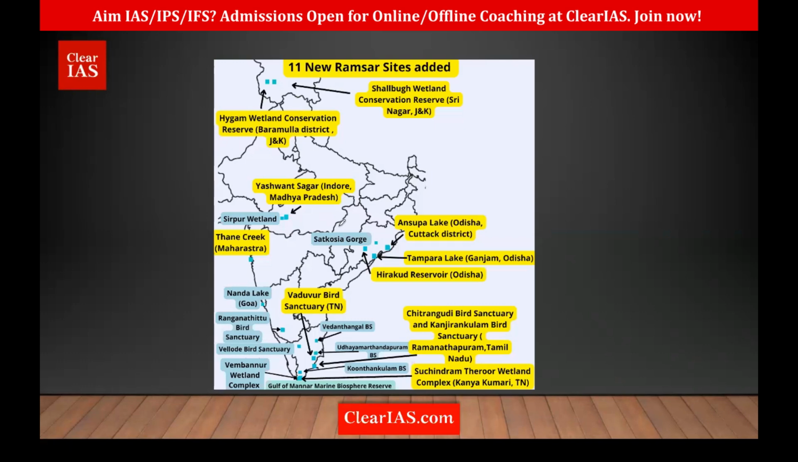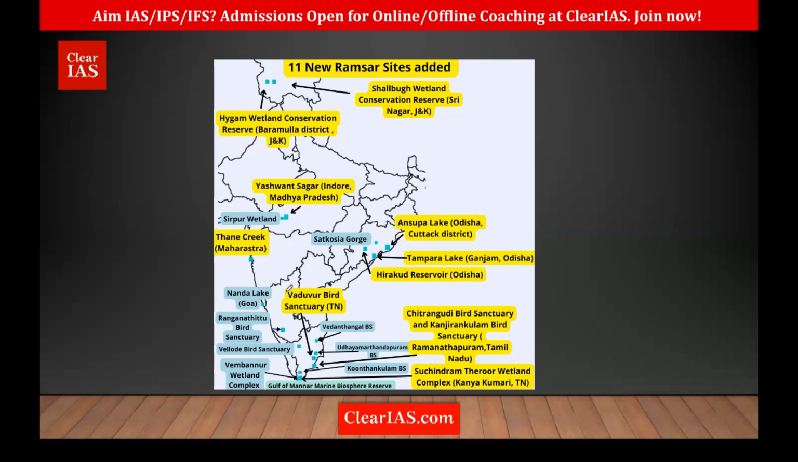There's also a national park there, Satkosia. And Sirpur is here. Goa has only one, Nanda Lake. These are the Ramsar sites you must remember. These latest 11 you must remember, and the rest, if you can. Remember Satkosia and Nanda for sure. With that, we have completed all the protected area networks, including the Ramsar sites.